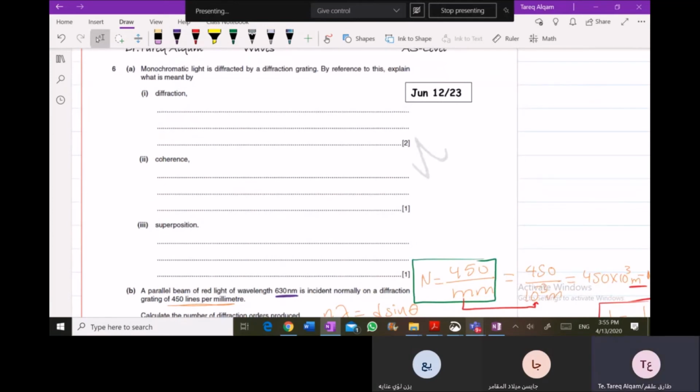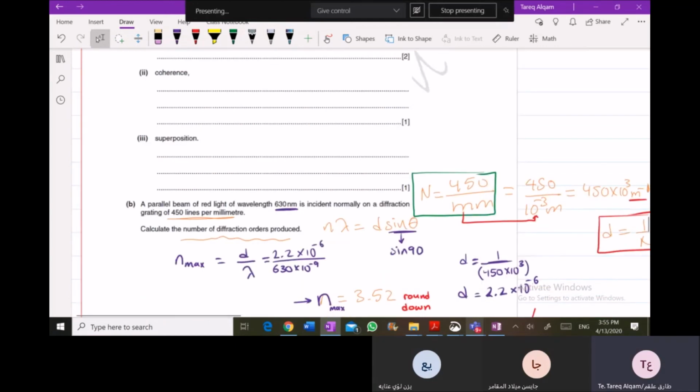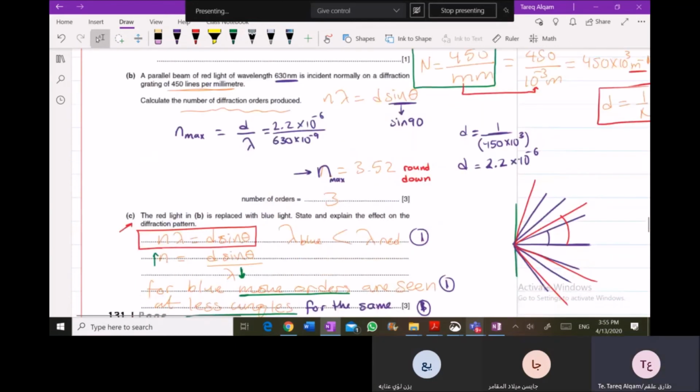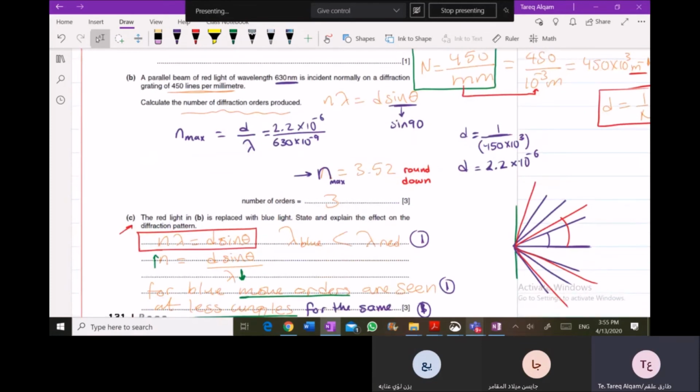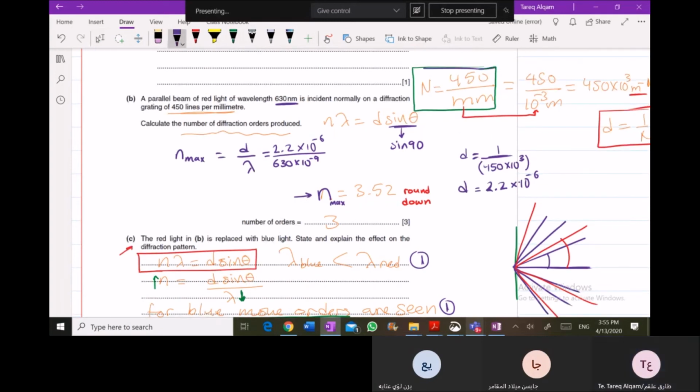Here, same thing. We have the definitions about diffraction, coherence, and superposition. We already defined that before. And here we are asked to find the maximum number of diffraction orders produced. It's easy. To find n max, I have to divide d by lambda. Well, I have to find d as usual. Okay, d, this is N, right?